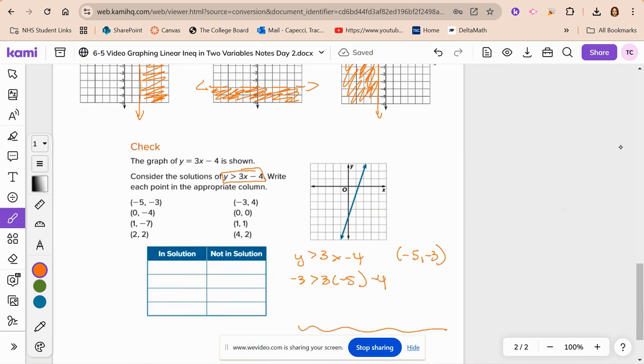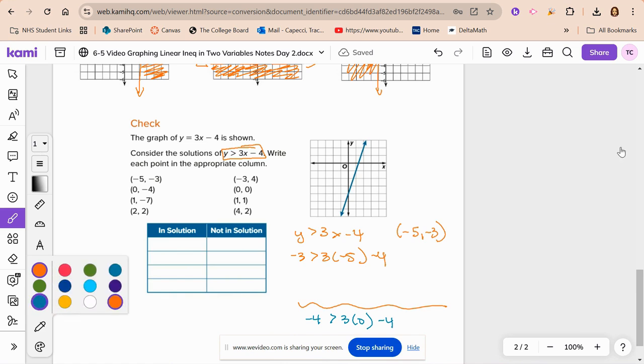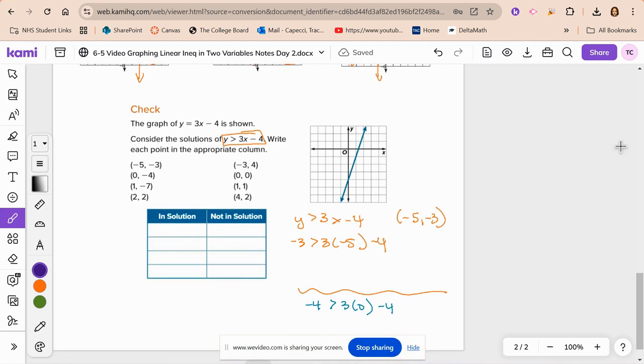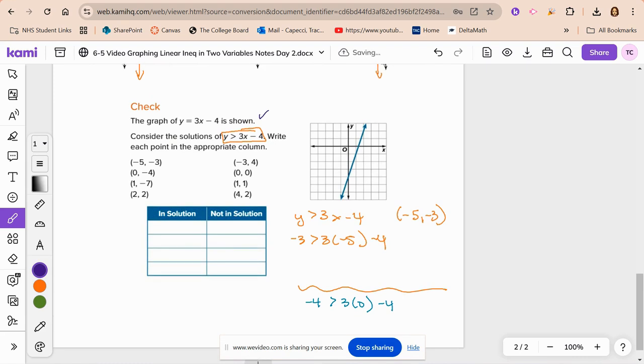Okay. All right, so for our last type of problem today, we are going to take a look at the graph. So it says the graph of y is equal to 3x minus 4 is shown. That's just the graph of the line. But now they're talking about what happens if we make that an inequality. So when we have a greater than, it's going to be a dashed line, and we're going to shade above. Okay, so I'm just going to change that to my dashed line, just so you can see dashed line, and we know we're going to shade above.